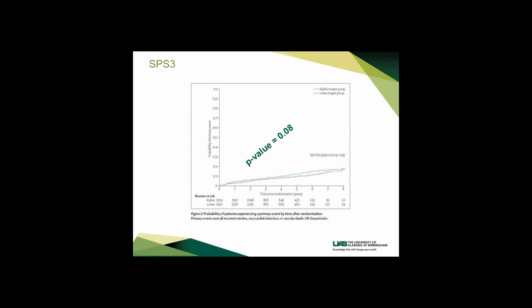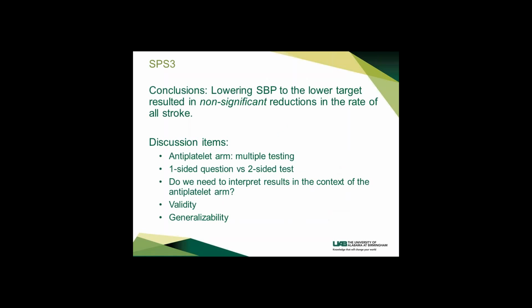And in fact, the paper originally was submitted with a much stronger conclusion than what was eventually drawn, which is that lowering systolic blood pressure to the lower target resulted in non-significant reductions in the rate of all stroke. So it's true, right? It's a non-significant reduction, and it's true it's close. It is true that it's close.